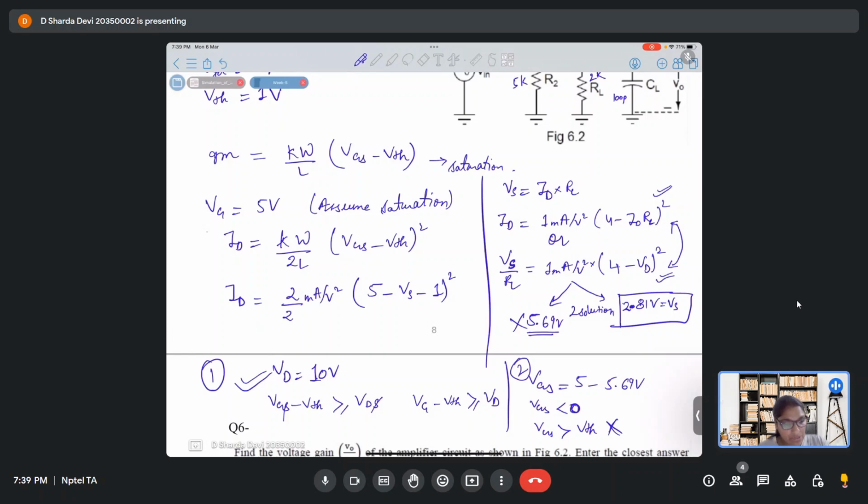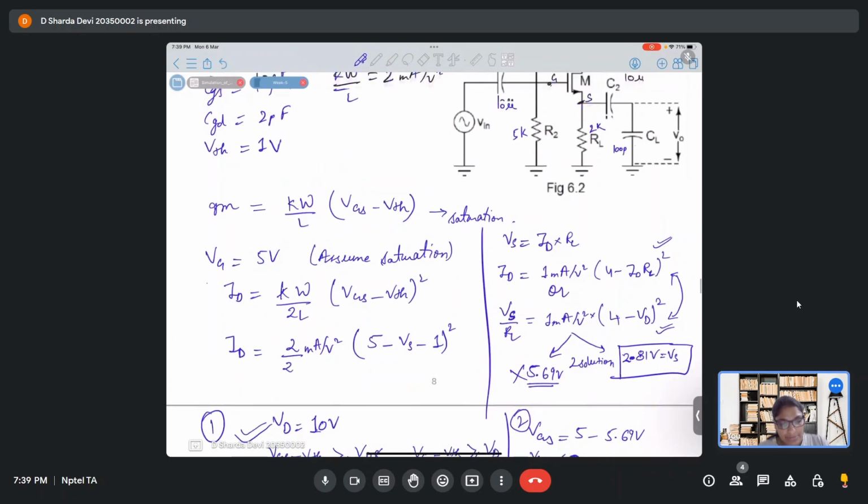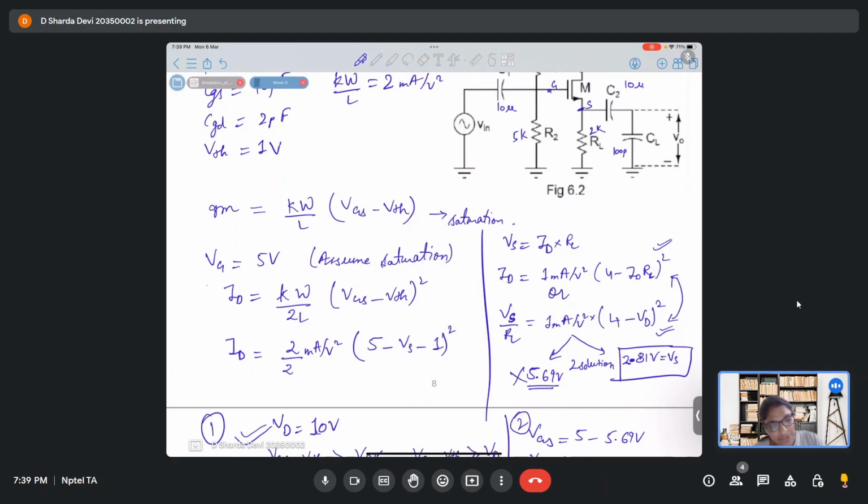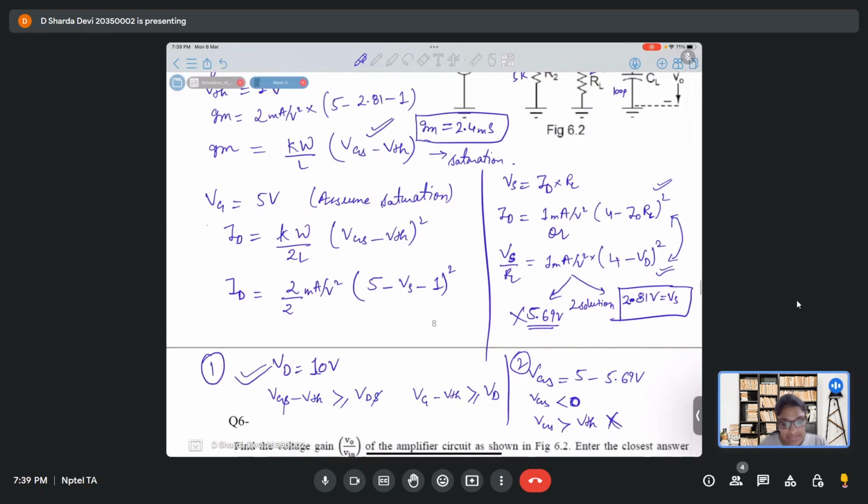So since we have found out VS, we'll simply substitute this VS over here and we'll find the value of Gm, right? So Gm will be 2 milliamps per volt square into VG, which was 5, minus 2.81 minus 1 volt. So our Gm actually turns out to be 2.4 millisiemens. Is this clear? Yes, ma'am. With this discussion, let's move ahead.